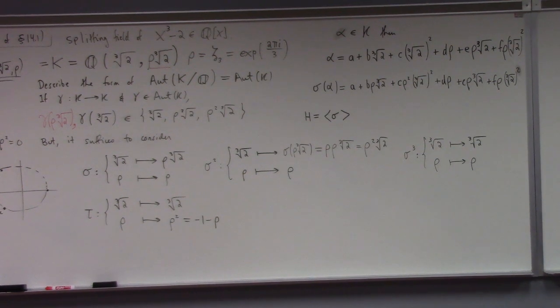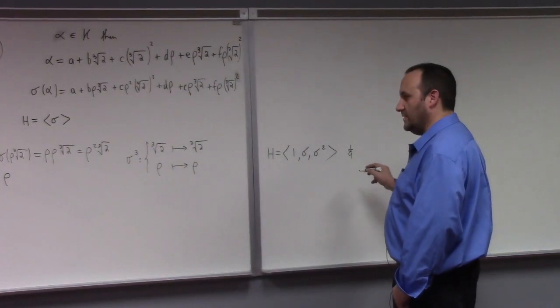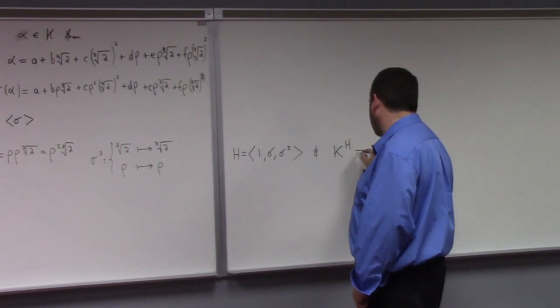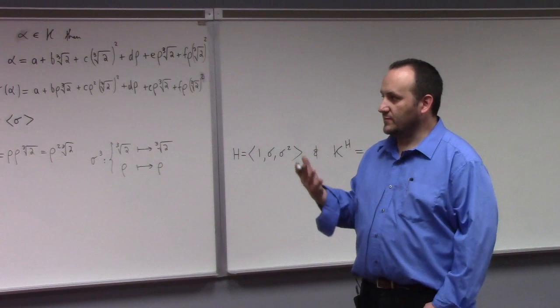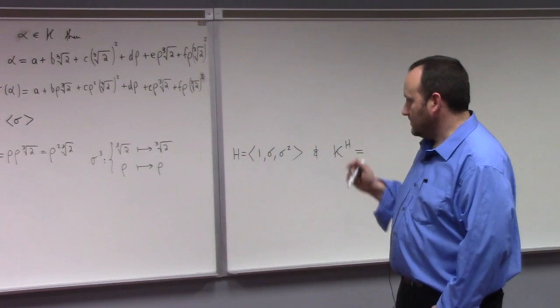So if I look at the subgroup of the automorphism group, each one of these is an automorphism. So H is really the identity and sigma squared. What's the fixed field? If we ask the question, what's K^H? What subfield of the splitting field K is fixed by the automorphisms in H?